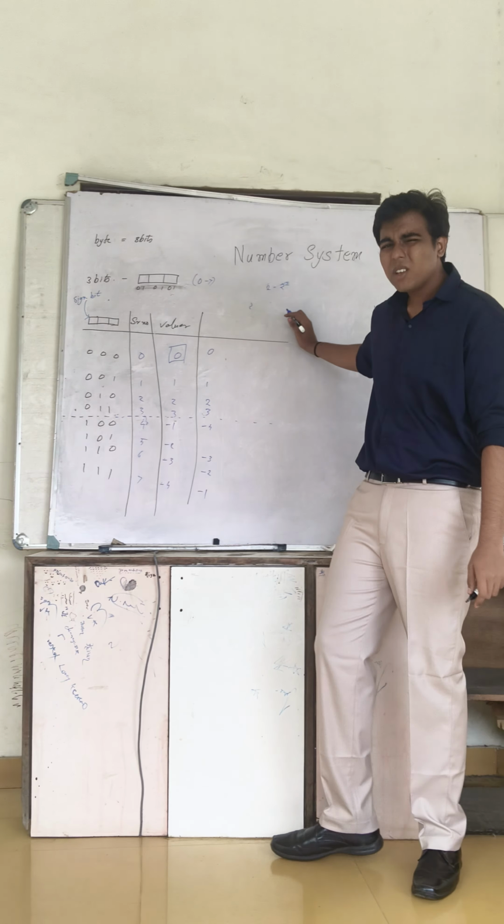So for min value, we got the formula of 2 to the power n minus 1. If you want to show it to a user or show it to a human, then we need to have a symbol of negative 1. So let's first derive the value of a byte. What are the min value and the max value?